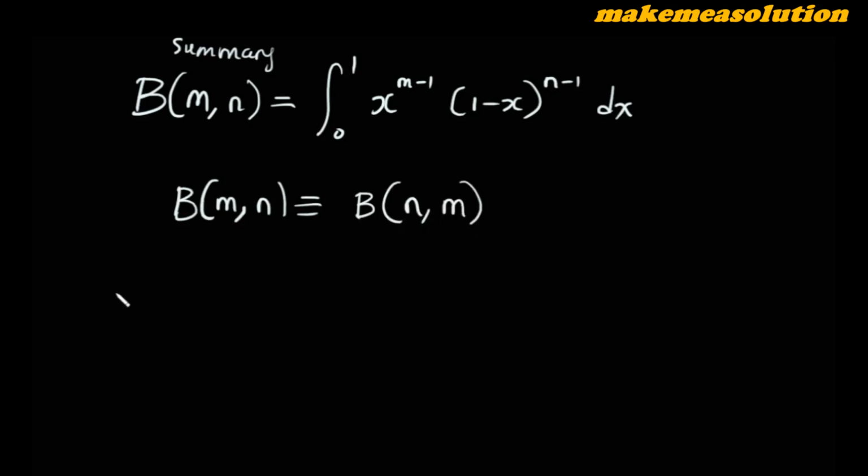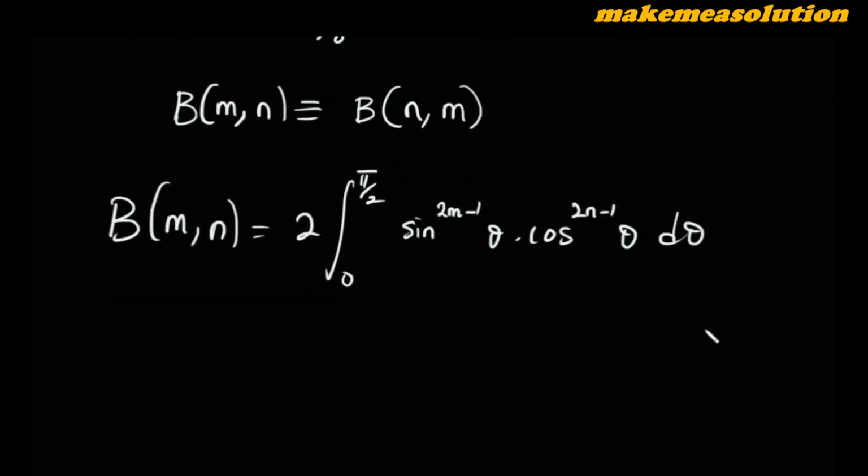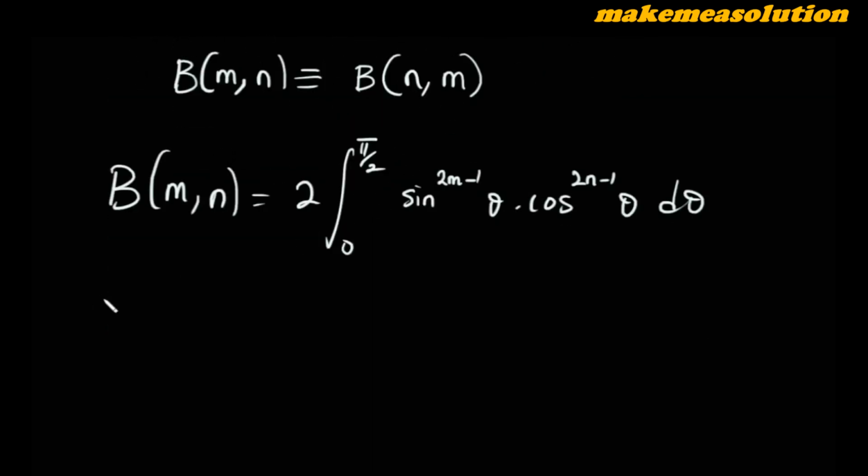We showed the proof, and for trigonometric cases we showed that the beta of m comma n is 2 times the integral from 0 to pi over 2, then you now have sine to the 2m minus 1 theta, you now have cos to the 2n minus 1 theta d theta. So this is the trigonometric representation of the beta function.